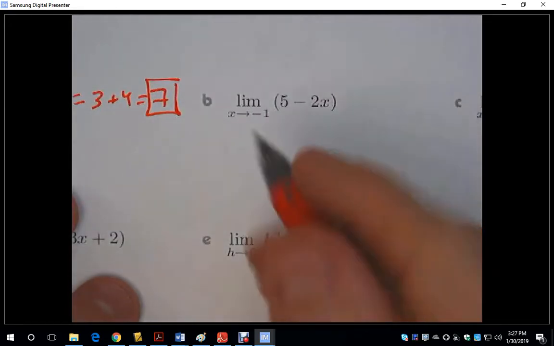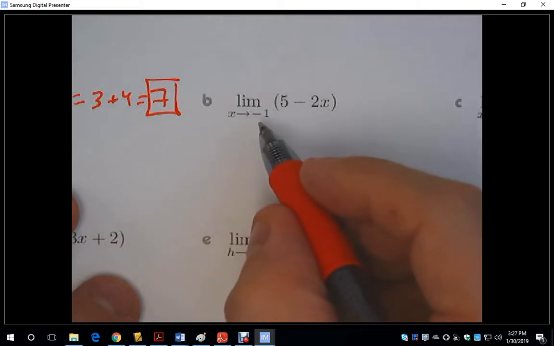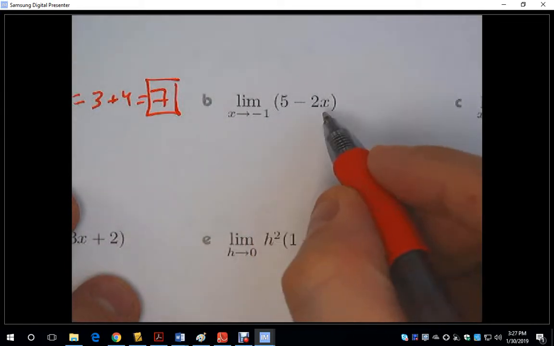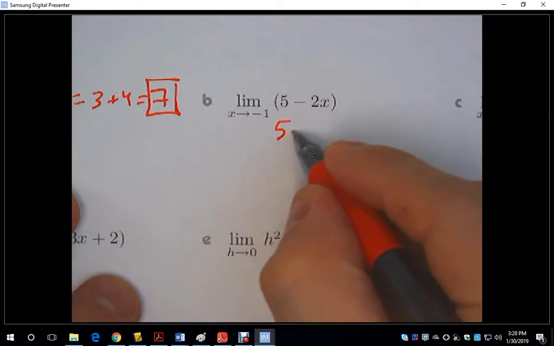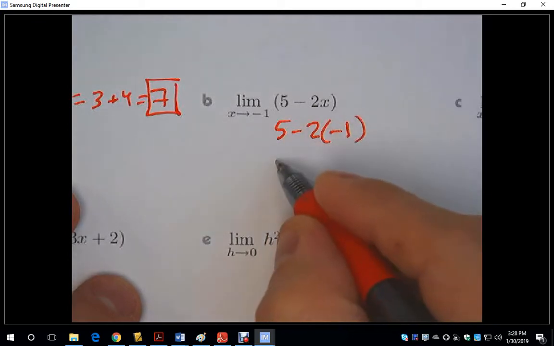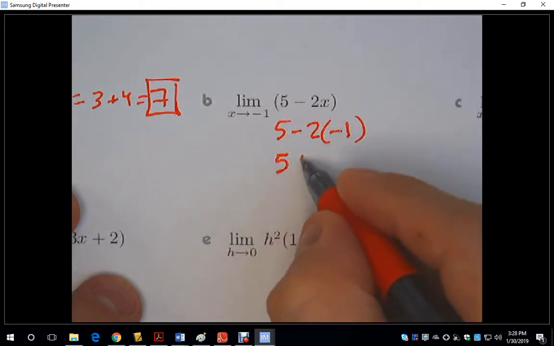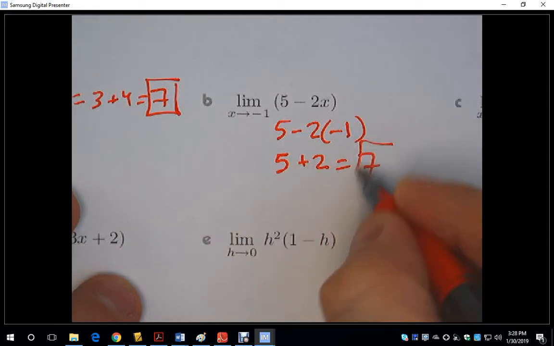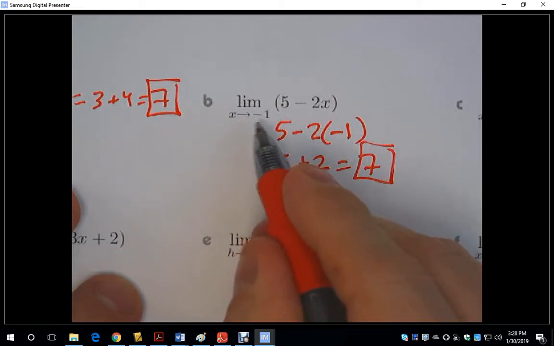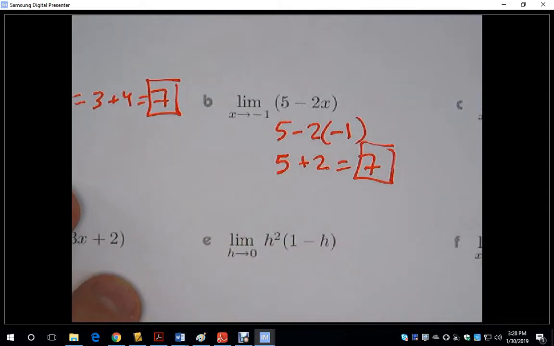Let's look at the next one. Our limit as x approaches -1, let's just plug in the -1 here. What we get is 5 minus 2 times -1, which is going to give us 5 plus 2, which is 7. The limit as x approaches -1 for this function is 7.